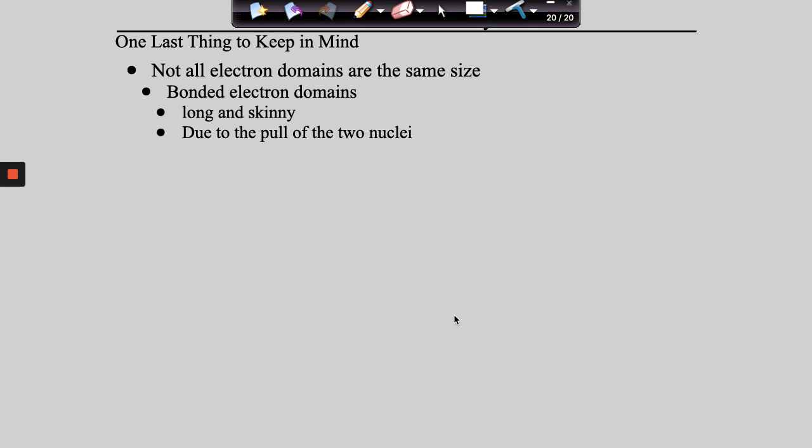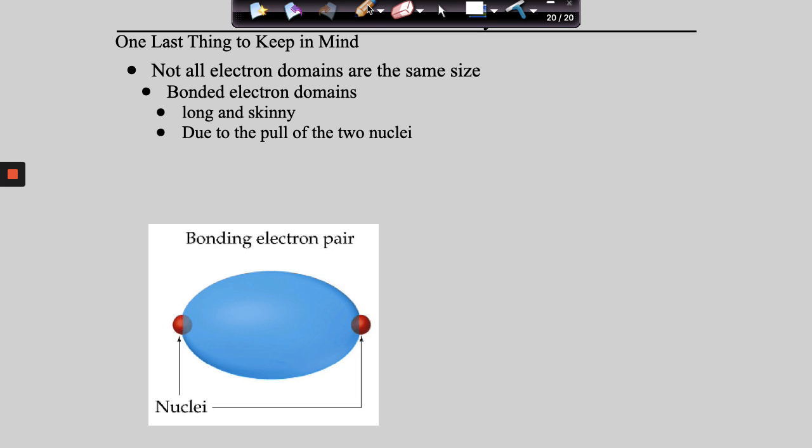So again, electron domains are not the same size. Bonding domains are long and skinny. The reason is because they're being pulled on by two nuclei. So what does this look like? Well, it looks like this.